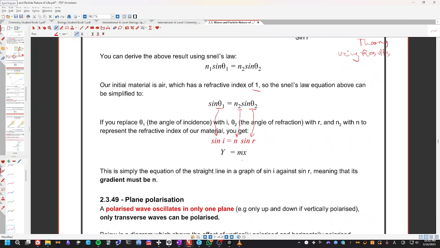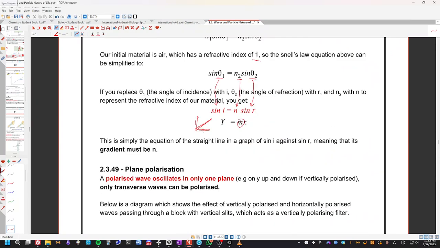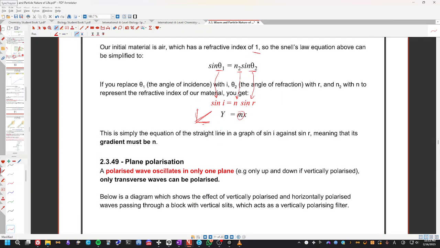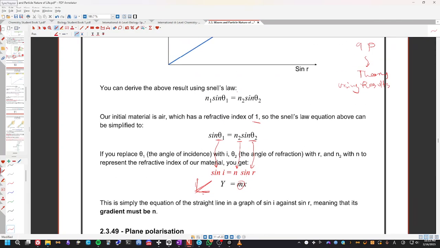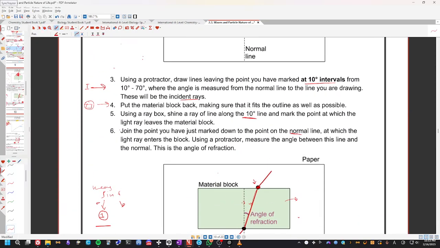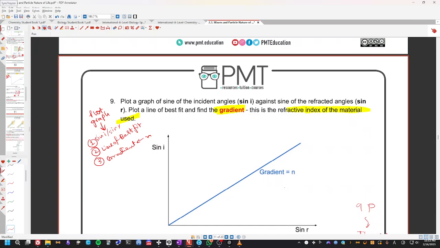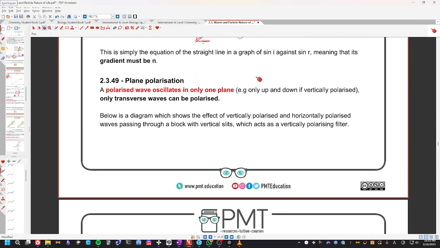Then you have your y equals mx. Oh wow, that's cool. So sin r is going to be your x, sin i is going to be your y, and m is going to be your gradient. This is simply the equation for a straight line on a graph of sin i against sin r, meaning that the gradient must be n. And that's everything you need to know for refraction. Well, we didn't really talk about reflection, but that's pretty much all done here.